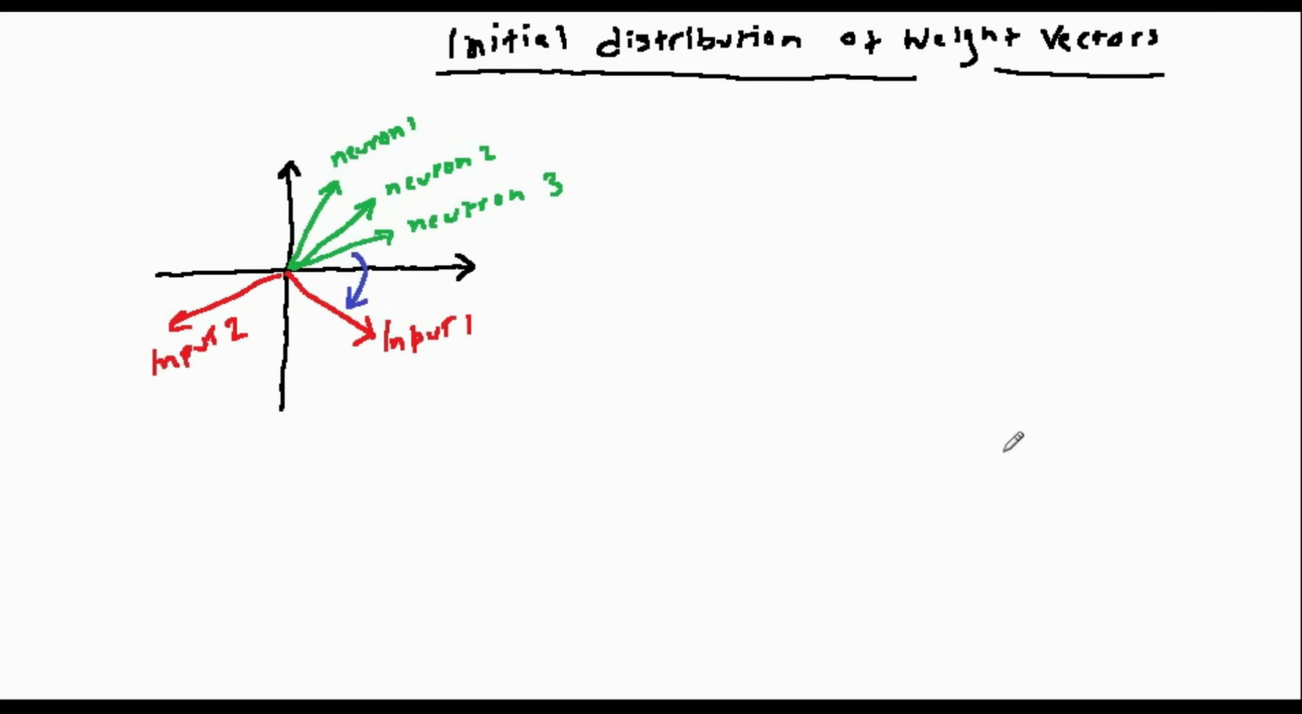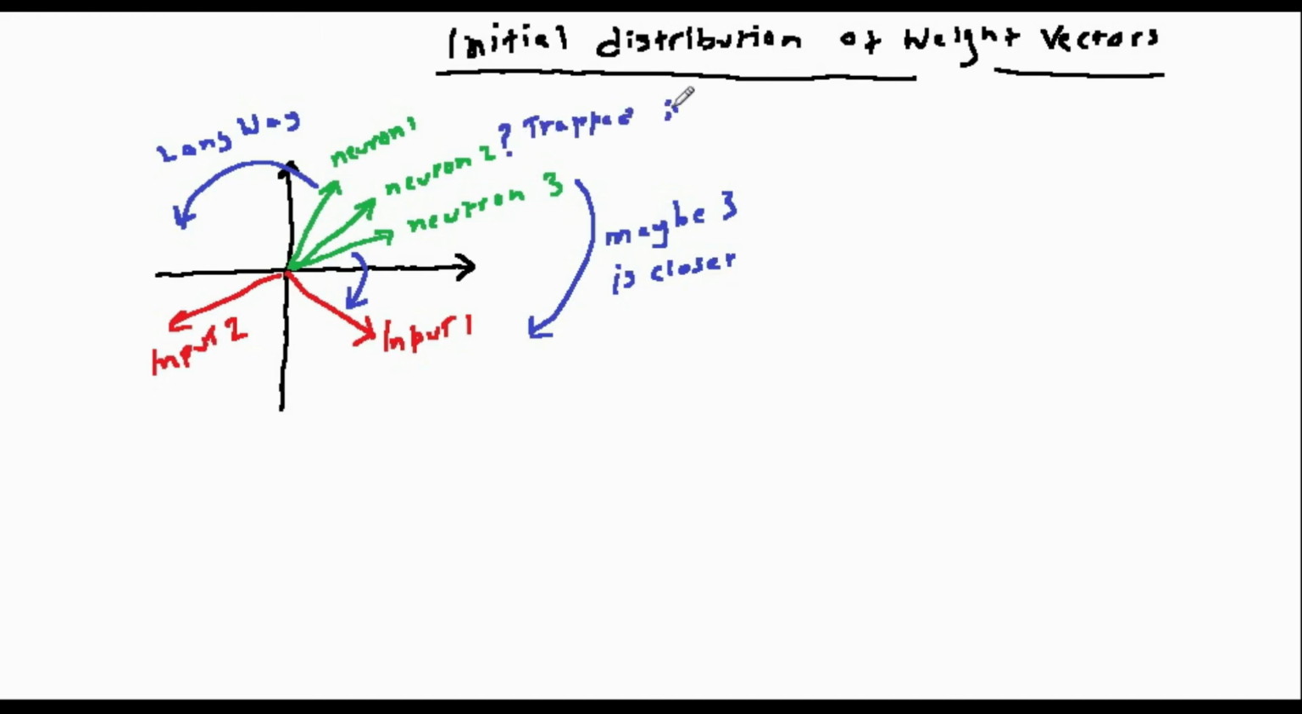Here, neuron 3 would move towards input 1, but neuron 1 has a long way to go to move towards input 2, and neuron 3 may actually be closer anyway, leading to poor learning as neuron 3 is eventually torn between moving to input 1 or input 2. Neuron 2 is closer to neither and is stuck in the middle.